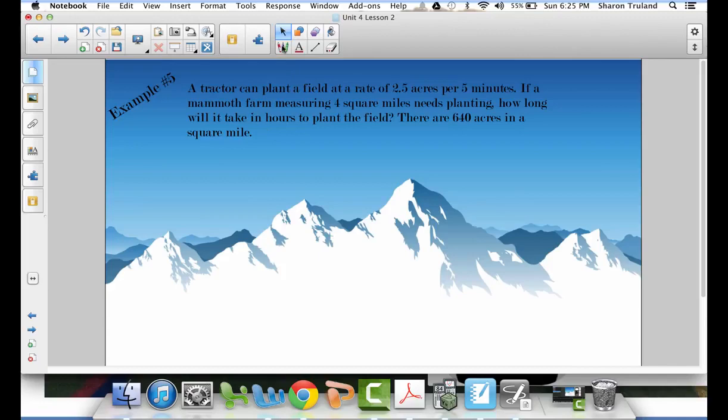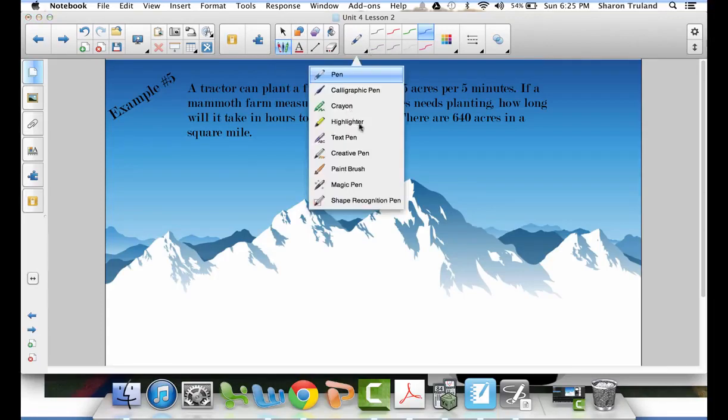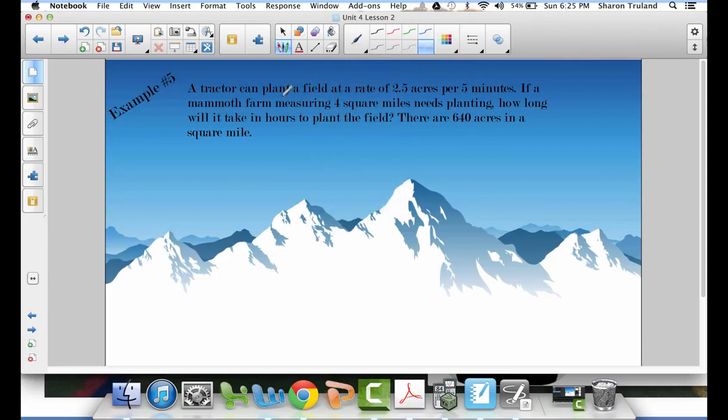Okay, the last one we're going to look at is some farming here. Let me get my pen that I like. A tractor can plant a field of 2.5 acres per 5 minutes. All right, so I'm going to come over here, 2.5 acres per 5 minutes. That's my rate. If a mammoth farm measuring 4 square miles needs planting, how long will it take in hours to plant this field? Well, then they give me another clue here. There are 640 acres in a square mile.